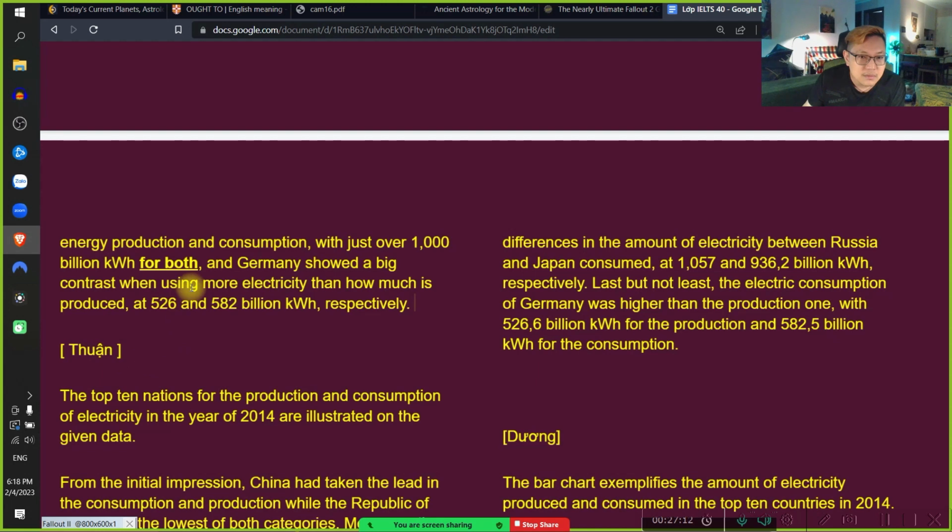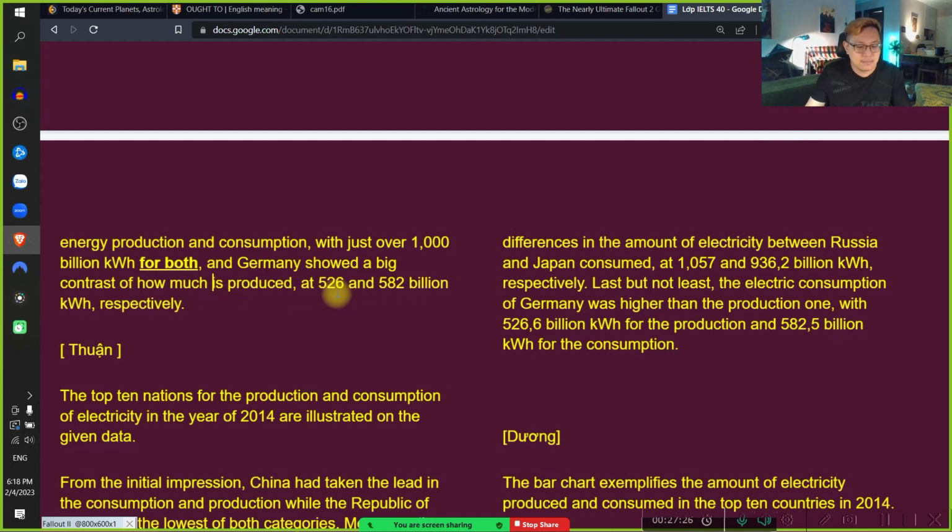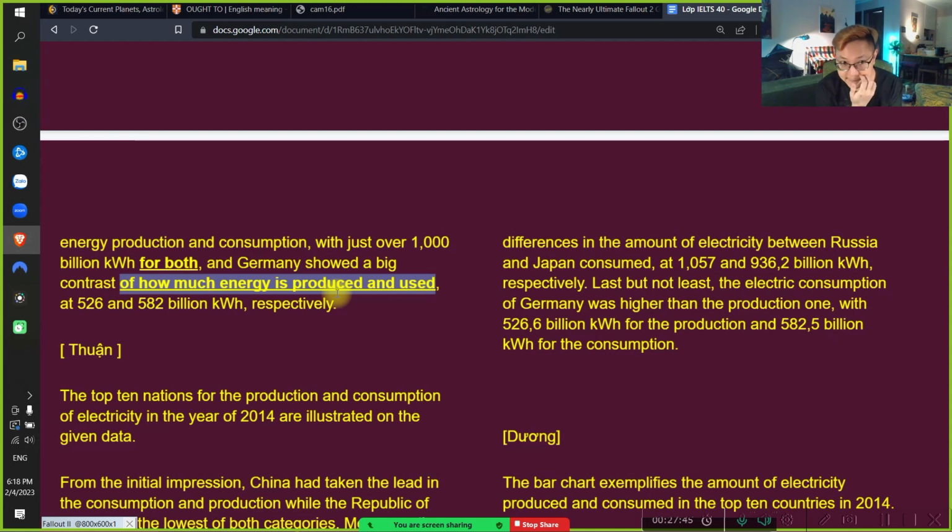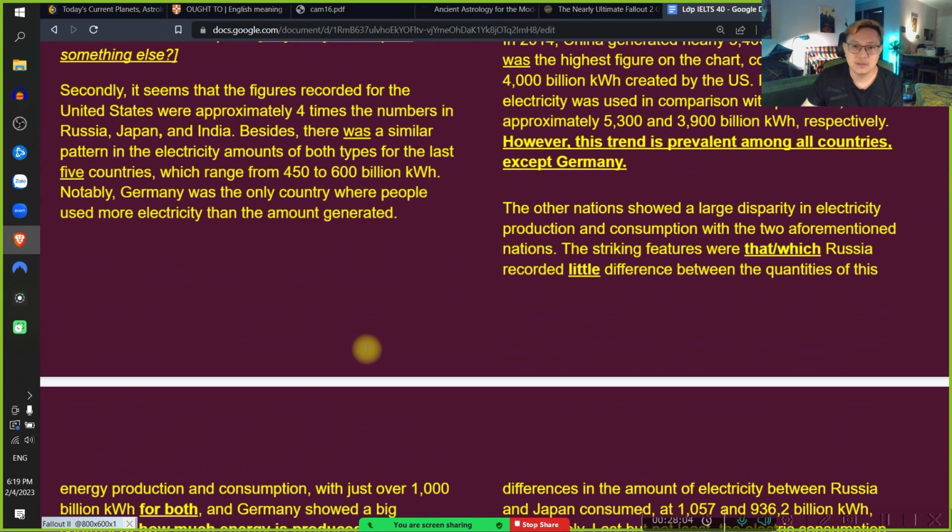For example, show a big contrast of how much energy it's produced and used chẳng hạn. Nó cùng là dạng bị động. It's like passive, you see. How much energy it's produced and used. It sounds much better. Chỉ ra một sự tương phản lớn của cái lượng điện được sản sinh và sử dụng bao nhiêu. Okay, good enough. All right.